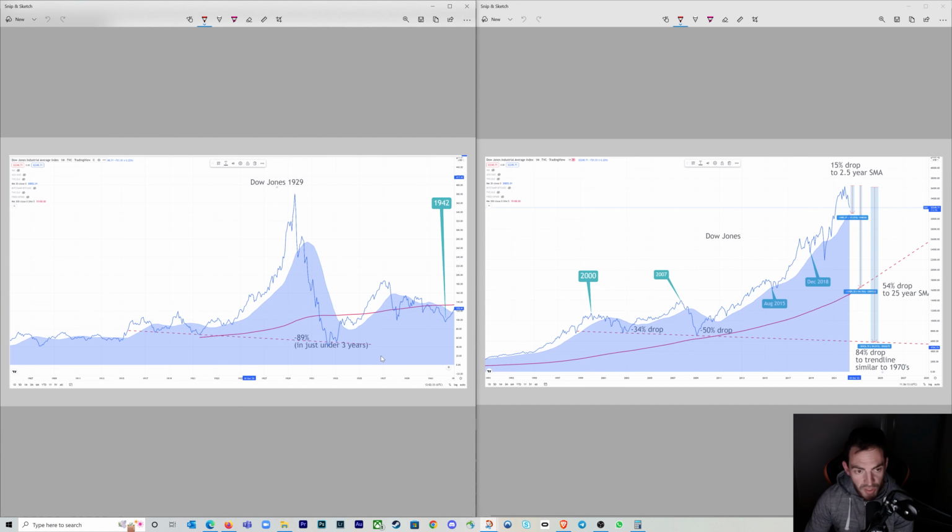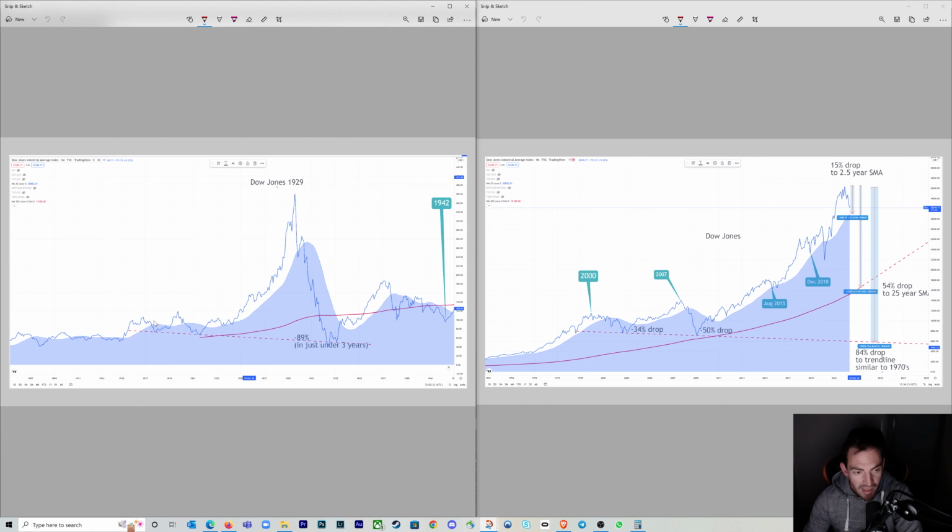So first of all, on the screen, what I've got here is the macro charts looking at the monthly price action of the Dow Jones in the 1929 period and also the modern day. So both of these charts are looking back over about 20 or 30 years worth of data, and they're on a very similar scale. The red line is the 25-year moving average, and the blue shaded area is the 2.5-year moving average. Okay, so the first thing I'd like to draw your attention to is this trend line here.